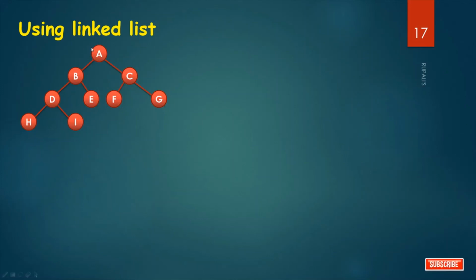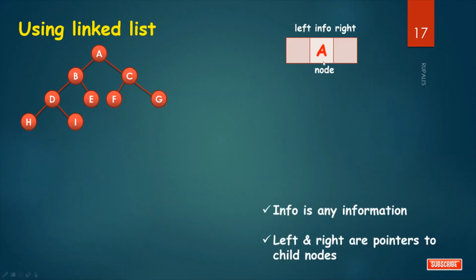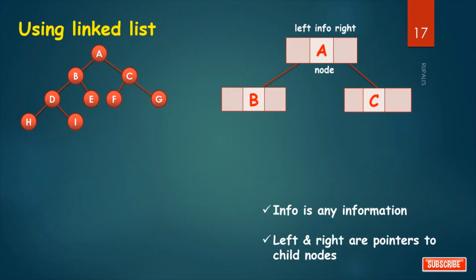In case of linked list representation, you can represent a node in this structure. See, here info is the information and left and right are the pointers to the child node. It holds the address of the child nodes. So left of A holds the address of B node and right of A holds the address of right child node, that is C node. In this way, you can represent the whole structure.